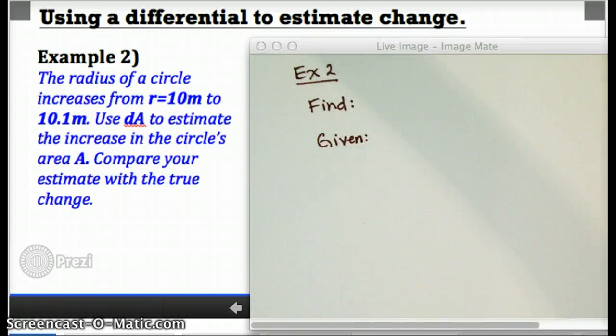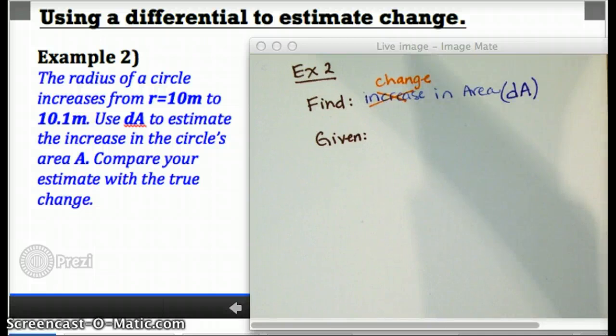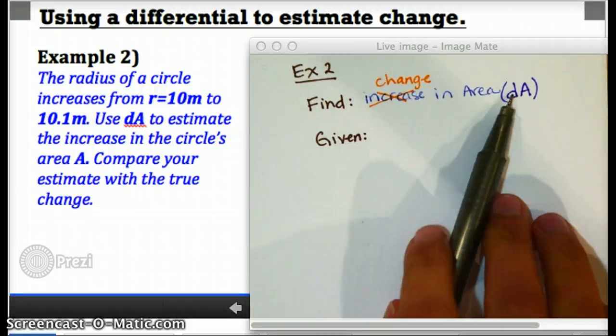As with any word problem, the ticket to success here is going to be being really clear on what you're trying to find and understanding what's been given. Read this over again to yourself. What specifically are we trying to find? That's right, we're trying to find the increase in area. And I want to just observe, increase is a word for change, which tips us off that this is a differential. dA represents the change in area.